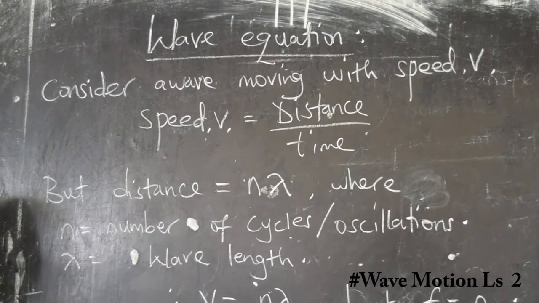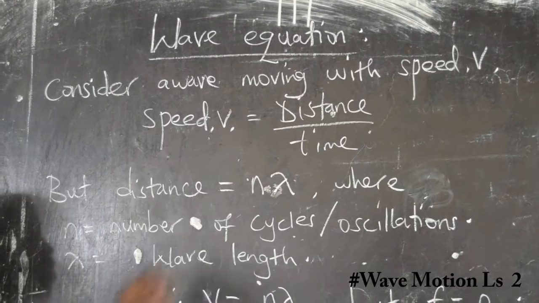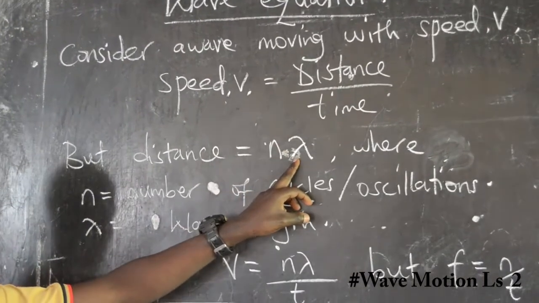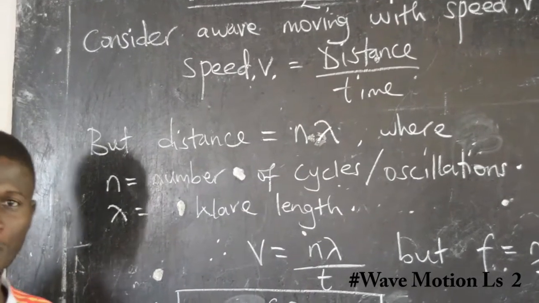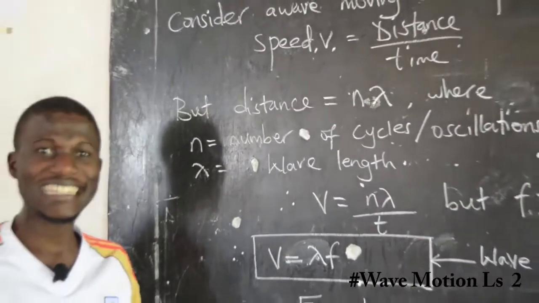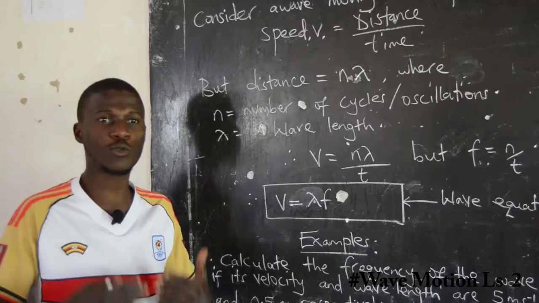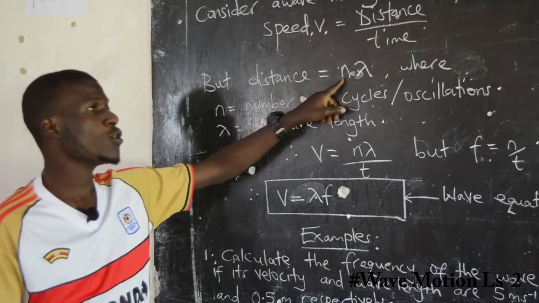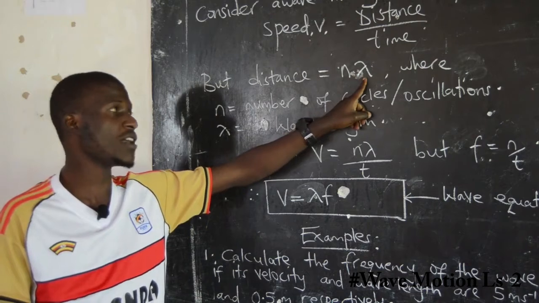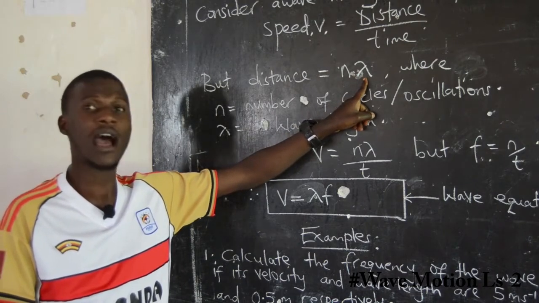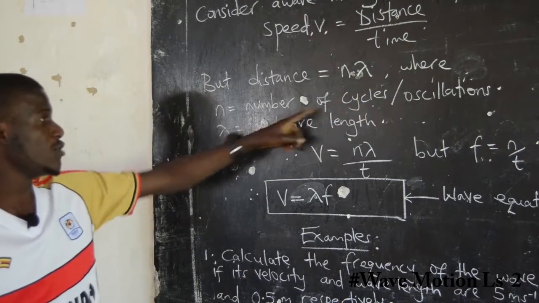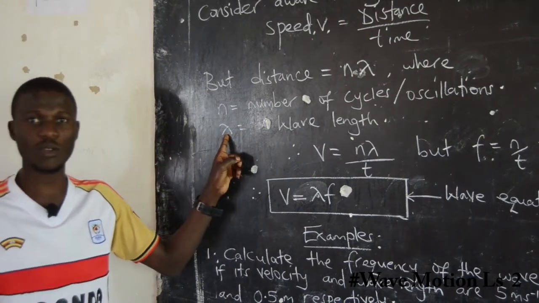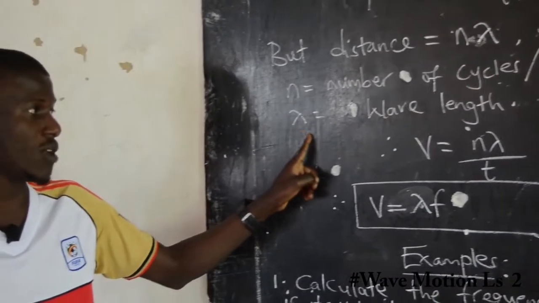To find the distance the wave travels, you get the number of cycles times the wavelength, because the distance of one complete wave cycle is equal to one wavelength. Therefore, distance traveled by a wave is n times lambda, where n is the number of cycles and lambda, this Greek letter, denotes wavelength.